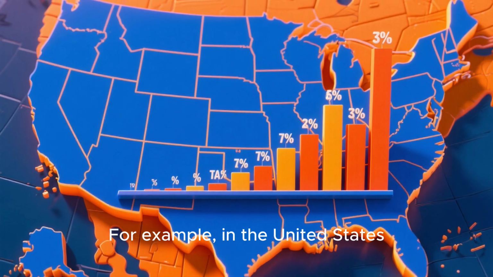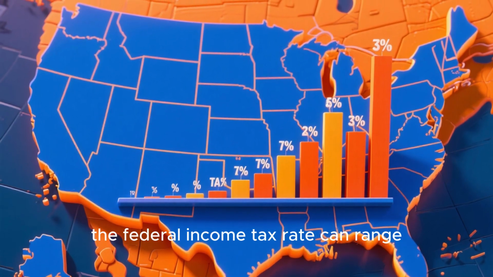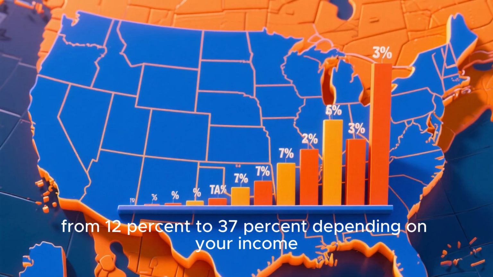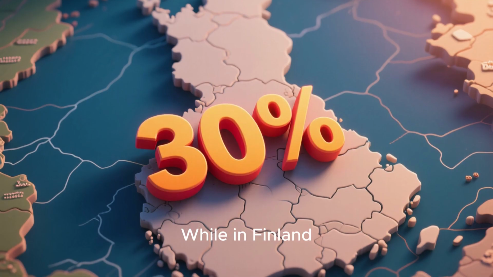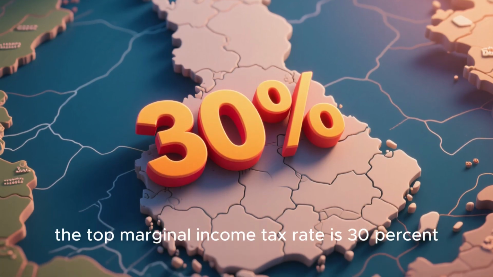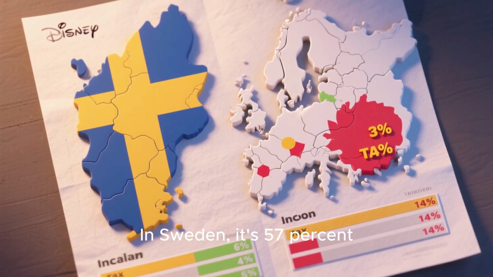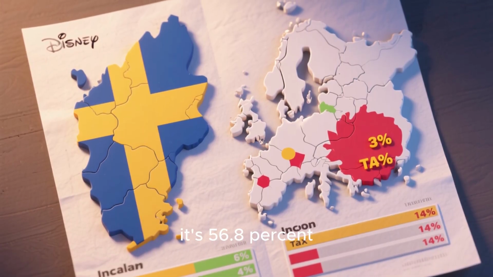For example, in the United States, the federal income tax rate can range from 12% to 37% depending on your income, while in Finland, the top marginal income tax rate is 30%. In Sweden, it's 57%, and in Japan, it's 56.8%.